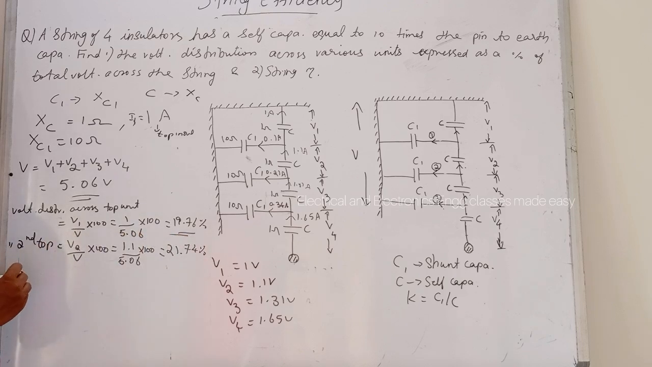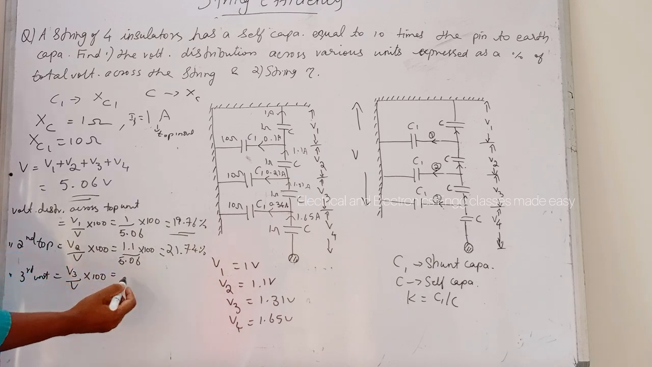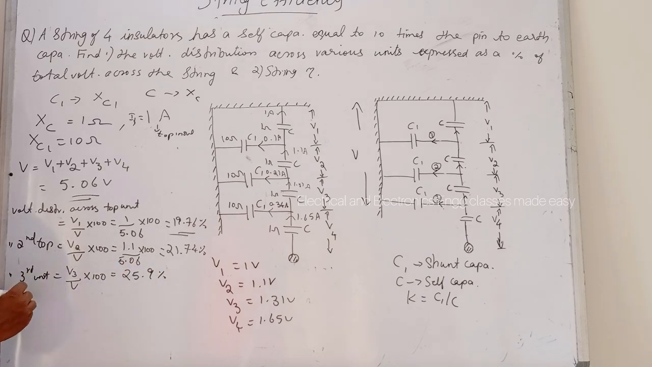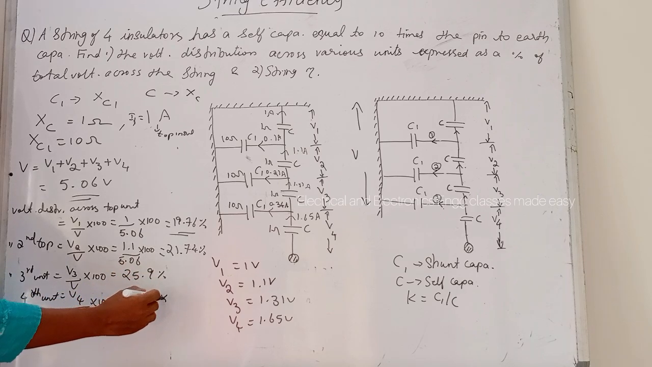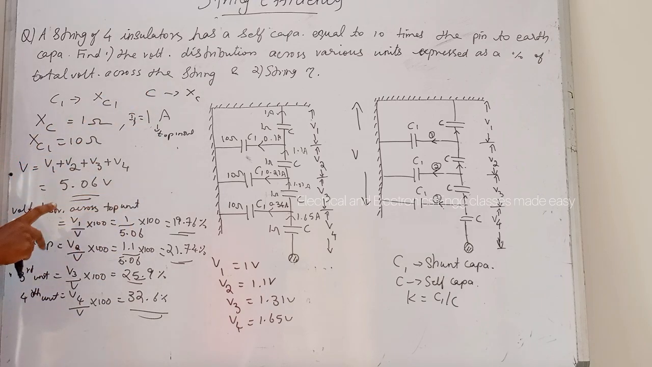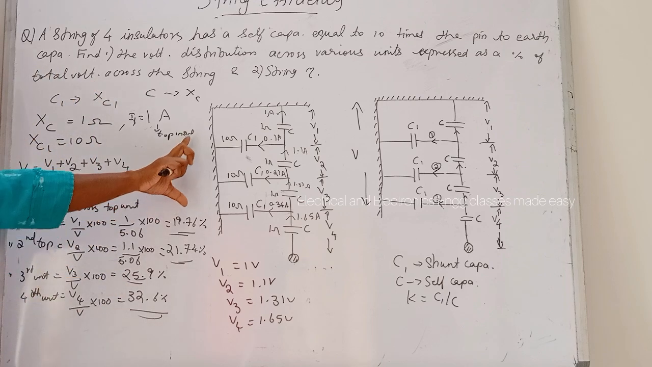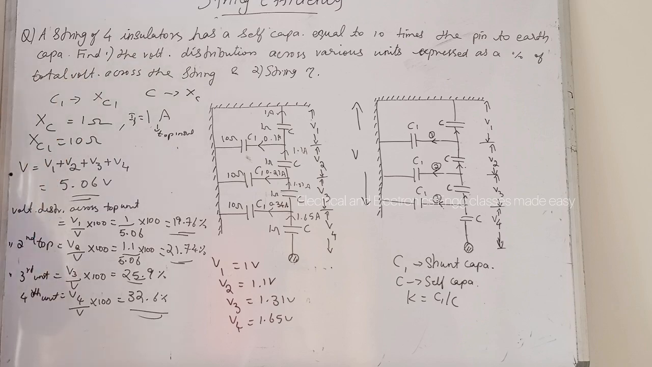21.74 percentage. Then the voltage distribution across the third unit from the top is equal to V3 divided by V into 100, and that is equal to 1.31 divided by 5.06 into 100, and we get it as 25.9 percentage. Then across the fourth unit is V4 divided by V into 100. So V4 and V now, then we will get 32.6 percentage. So these are the voltage distributions across various units expressed as the percentage of total voltage across the string.